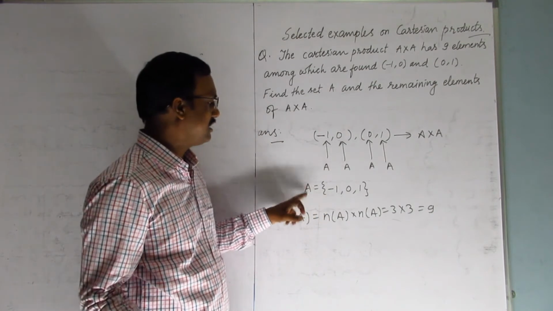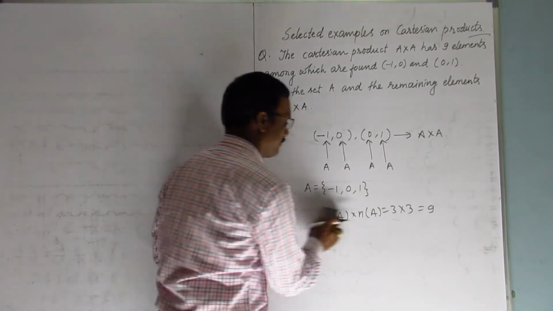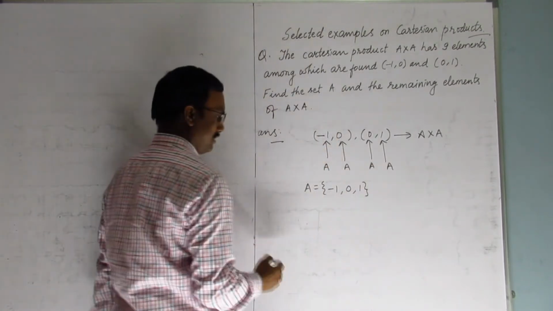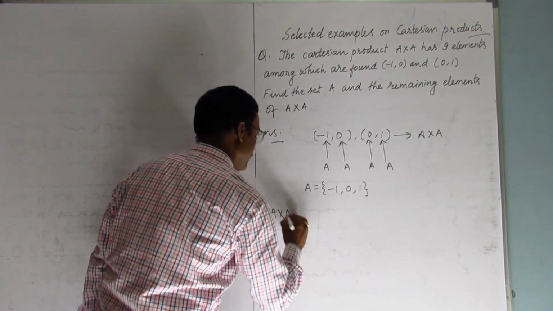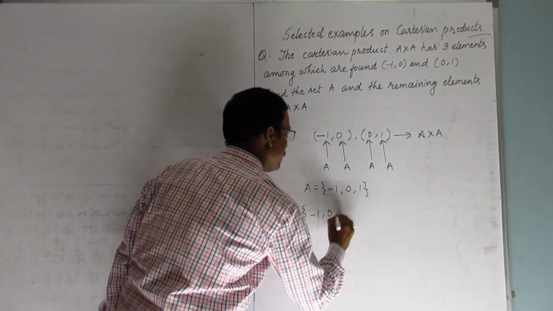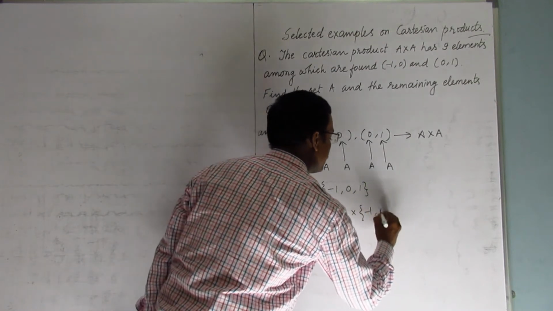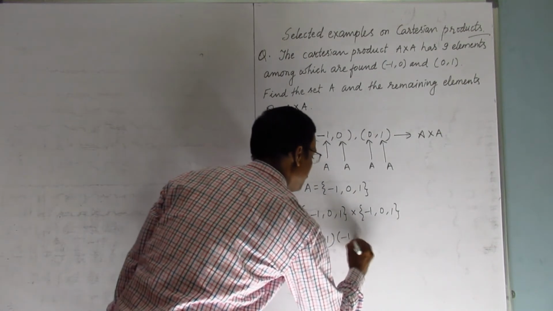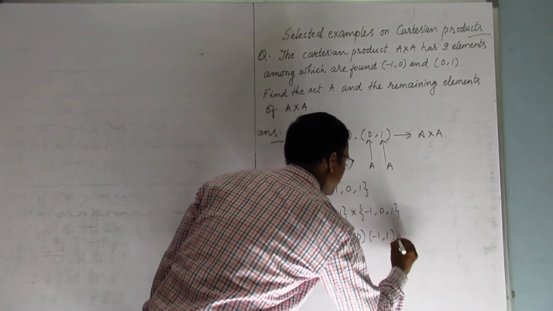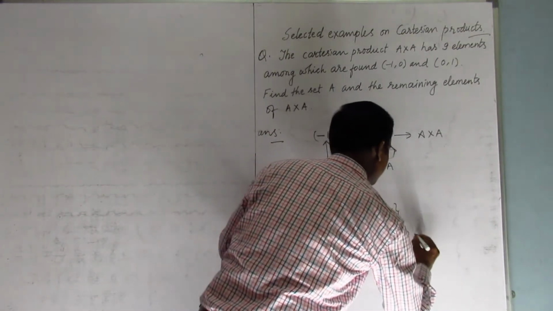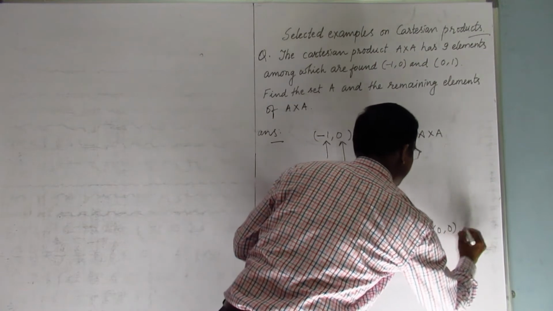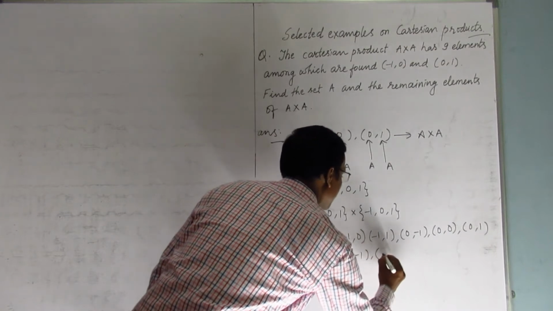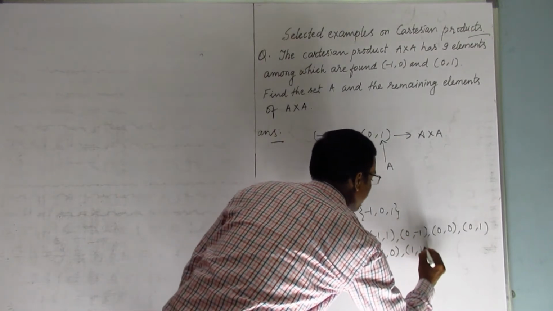Right. Now since A is {-1, 0, 1}, find the set A and the remaining elements of A cross A. So A cross A will be {-1, 0, 1} cross {-1, 0, 1}. That will be (-1, -1), (-1, 0), (-1, 1). Then (0, -1), (0, 0), (0, 1). Then lastly (1, -1), (1, 0) and (1, 1).